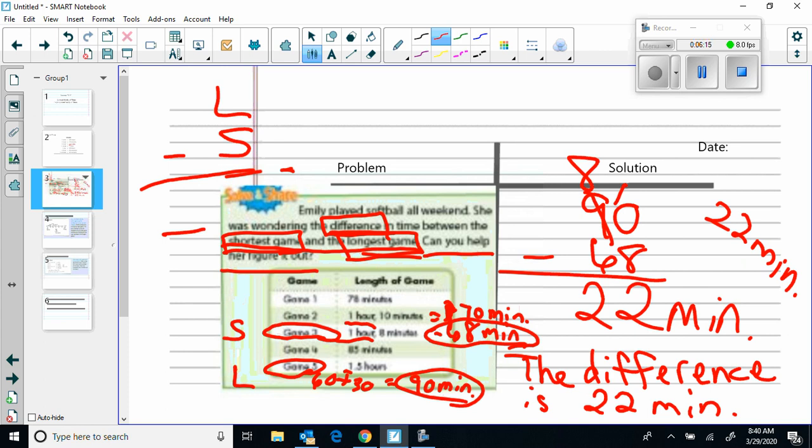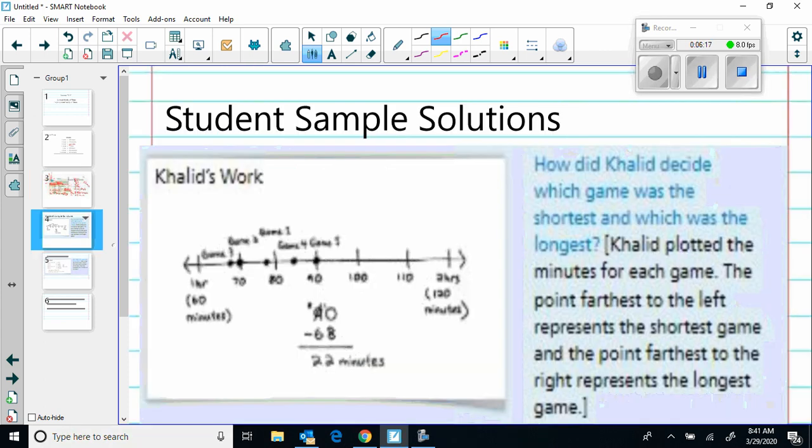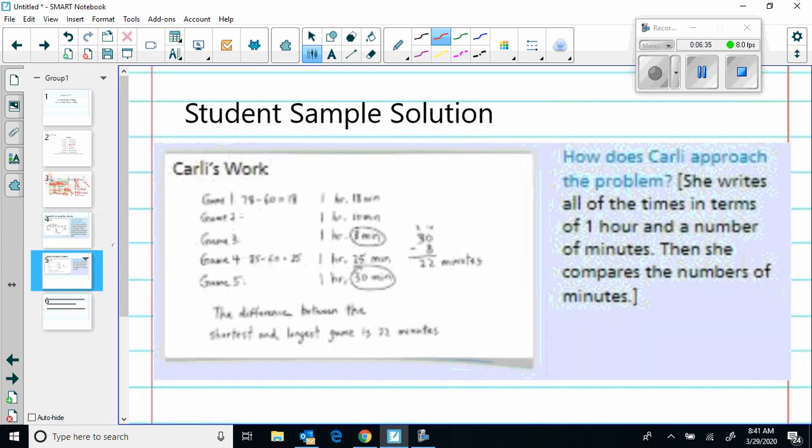So now we're going to move on and we are going to look here at Khalid, and he plotted the time and he has all of the games plotted. He did the longest minus the shortest and got 22 minutes. Here, this talks a little bit about converting to find it all, but they once again got 22 minutes.